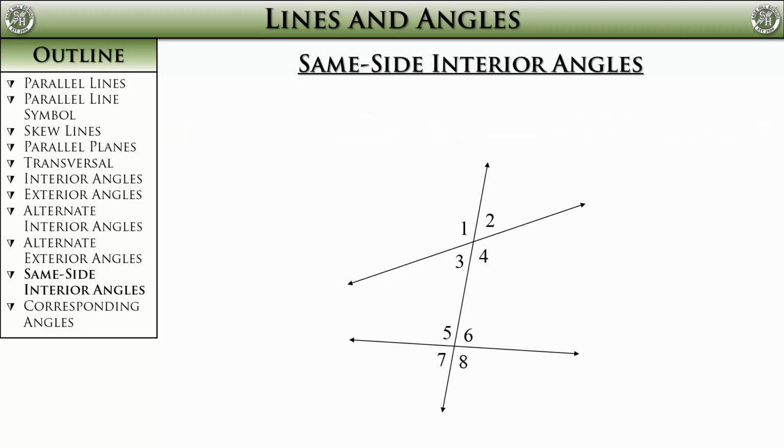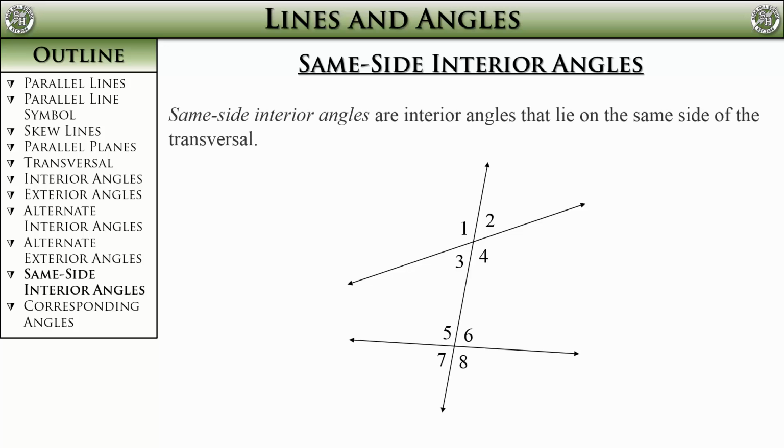Now we get to another set of special interior angles, the same side interior angles. Their name gives away exactly what they are. We have interior in the name, so we are dealing with the 4 interior angles. And there is this same side thing. The same side of what? The same side of the transversal. There are only 2 ways that you can have a pair of angles that is both on the interior and also on the same side of the transversal. Angle 3 and angle 5 are same side interior angles. Angle 4 and angle 6 are also same side interior angles. They are both interior angles that are on the same side of the transversal.